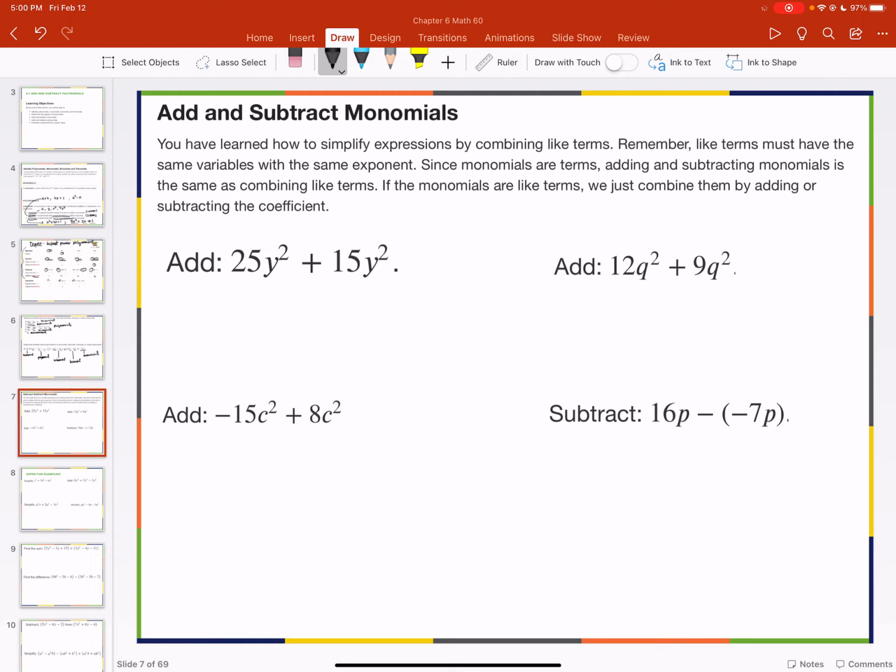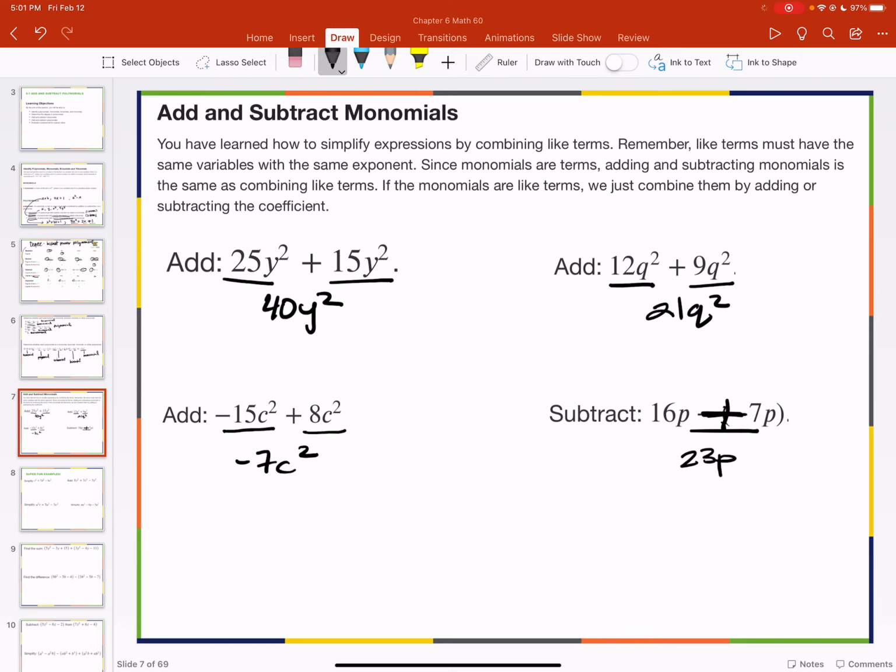So like here you have 25y squared plus 15y squared, so that's going to be 40y squared. Then here you have 12q squared plus 9q squared, that's going to be 21q squared. This one is negative 15c squared plus 8c squared, so the signs are different. So we're going to subtract, but then we keep the sign of the larger, so that's going to be negative 7c squared. Then if we subtract these two, remember subtracting a negative becomes positive. So 16 plus 7 is going to be 23p.